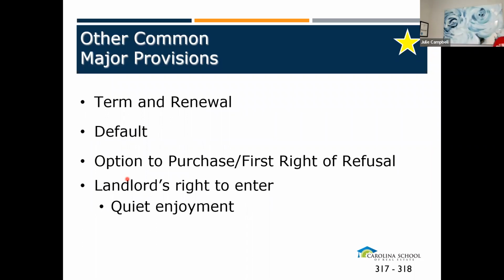Questions on some common provisions you may find in leases? There is a real fear of damage to the property. That's why we have things like security deposits. We'll talk about that Tuesday.